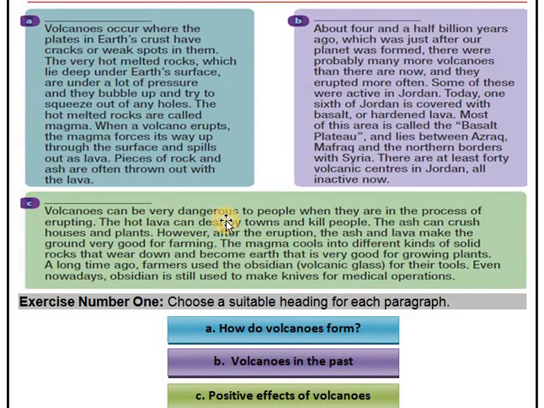Volcanoes can be very dangerous to people when they are in the process of eruption. أكيد البراكين رح تكون خطيرة على الناس لما تكون بمرحلة الثوران erupting. The hot lava can destroy towns and kill people. الحمم الحارة هاي ممكن أن تدمر بلدان وتقتل ناس. The ash can crush houses and plants.